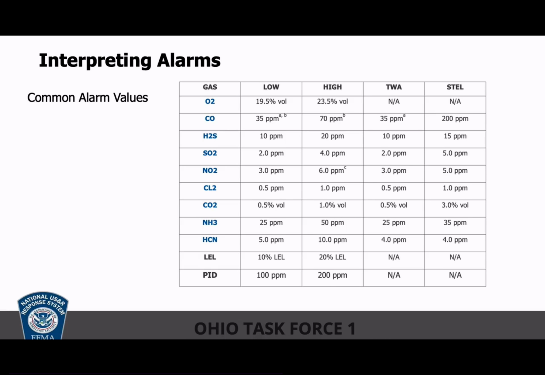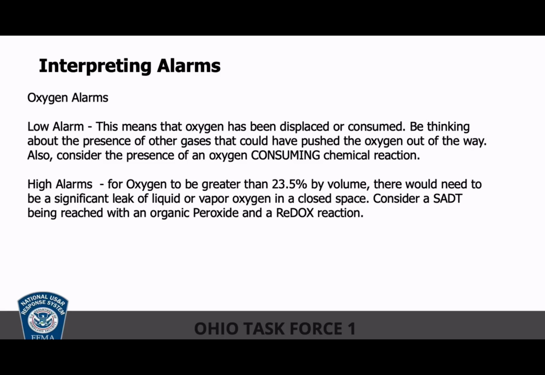And then, of course, our PID, our low limit may be set to 100. Our high may be 200 parts per million. But again, those STELs could be set at 10, 20, 15 parts per million. So I'm just going to run through the basic alarms, and we'll wrap this up.